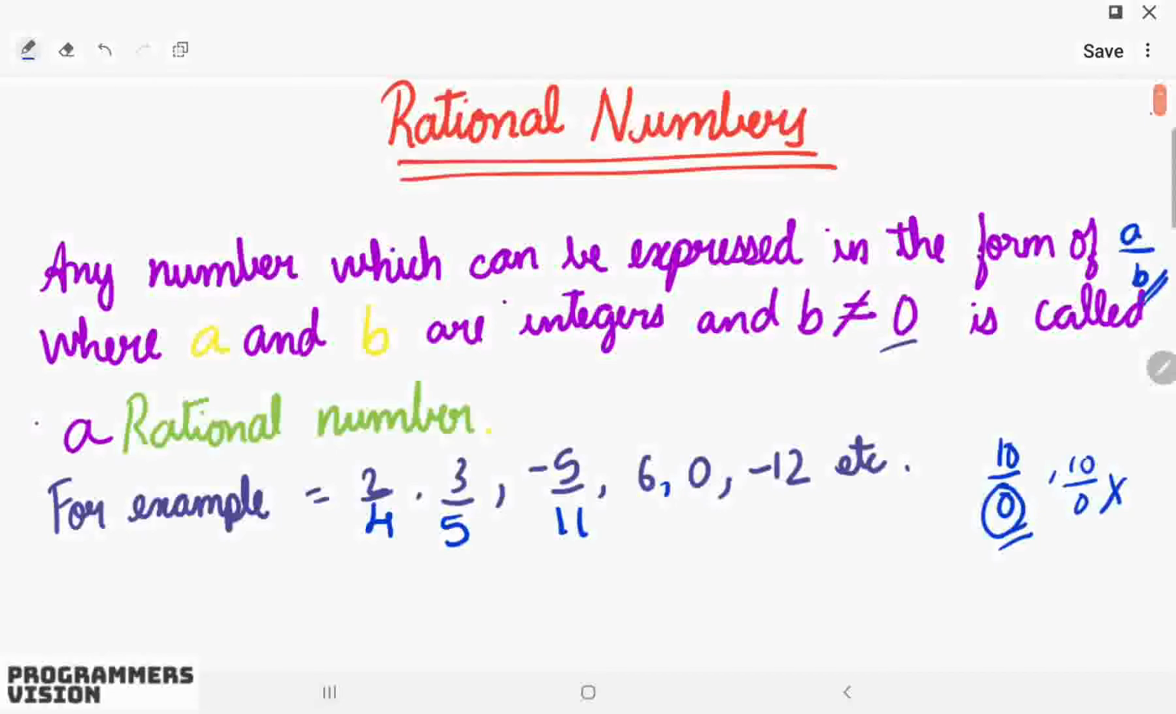And followed by that, natural numbers as well as integers are also rational numbers. Why? Because 6 can also be written as 6 by 1, and 0 can also be written as 0 by 1. And that's why the natural numbers as well as integers are also called rational numbers.